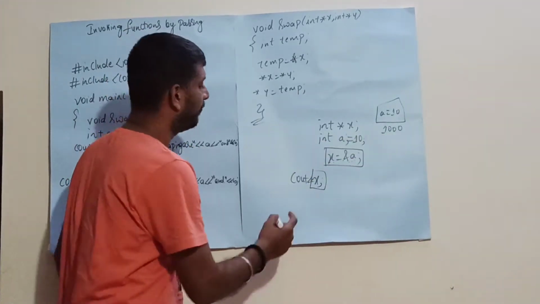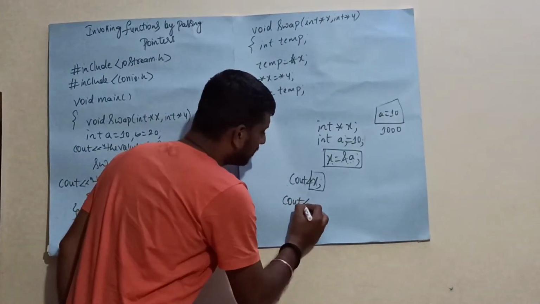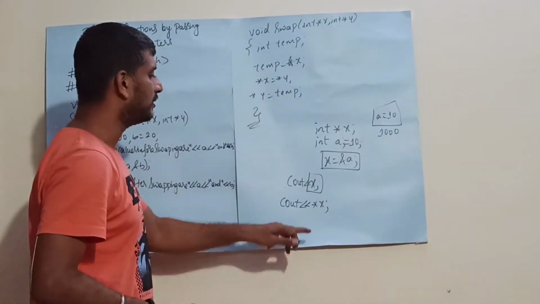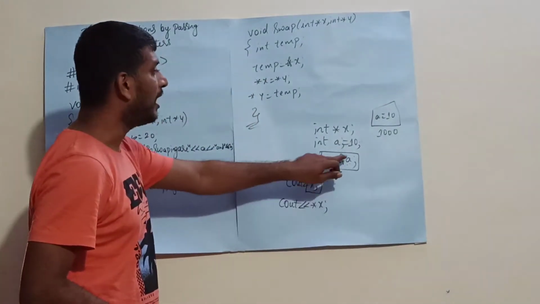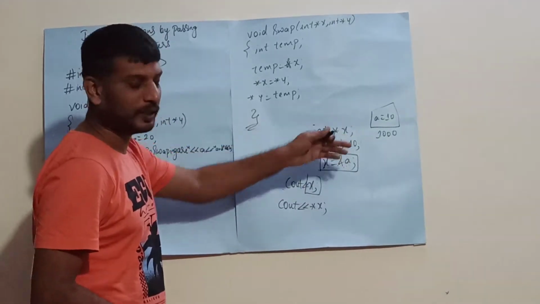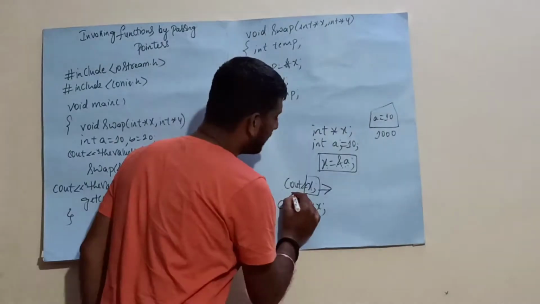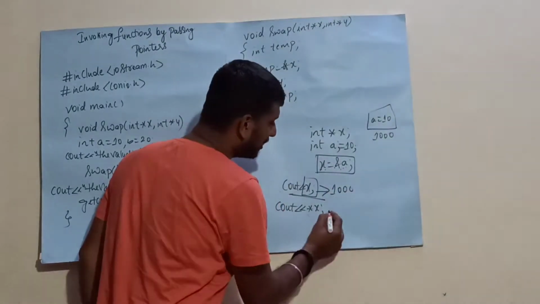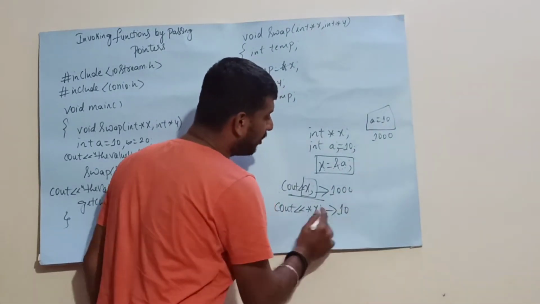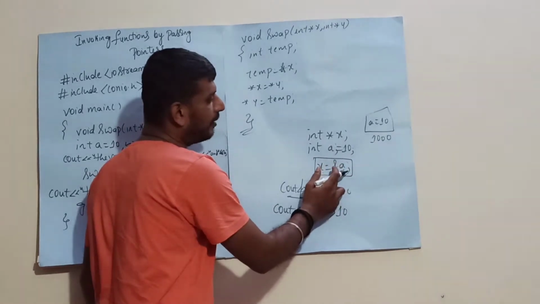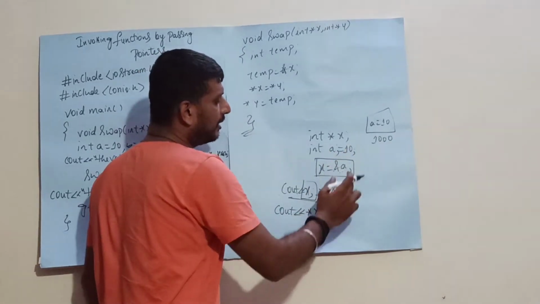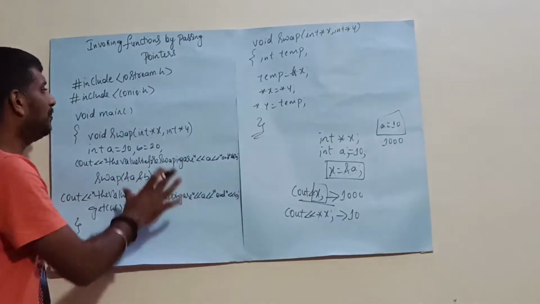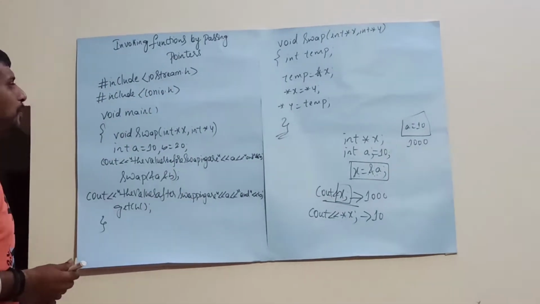That is nothing but 1000. If I write cout star x, it will display the value of the variable it is pointing to. So this statement will display 1000, and the other statement will display the value of the variable. The value of variable a is nothing but 10, so it will display 10. Based on this concept, I will be explaining this program.